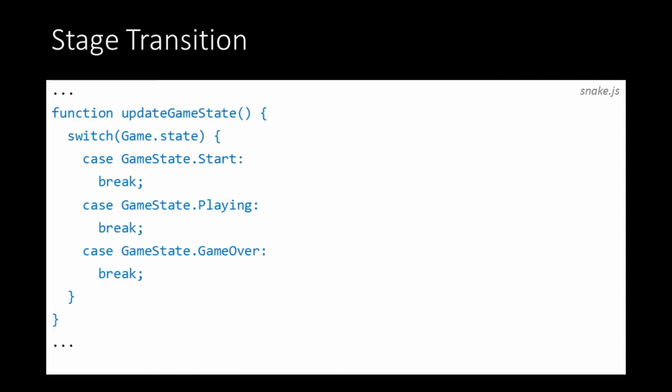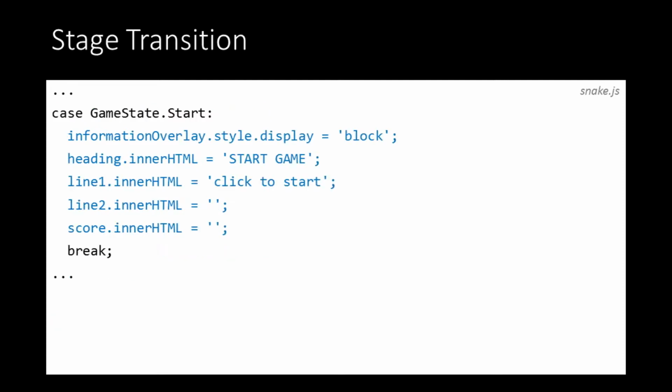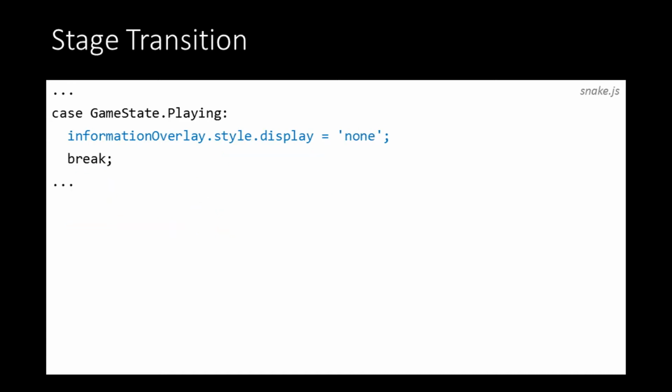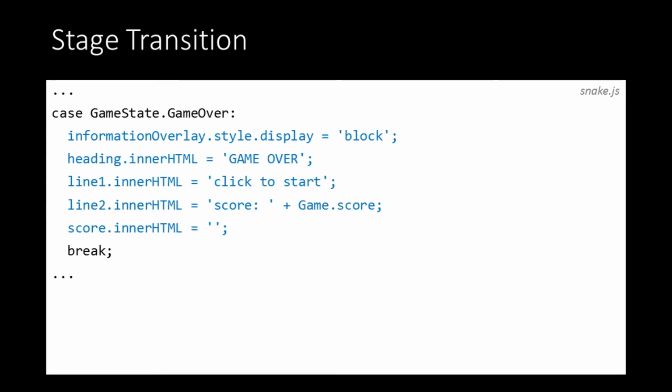Now to transition between states, we'll add a function called updateGameState. This function contains code to execute depending on which state the game is in. Now for the game start state, we'll make the information overlay visible, set the text in the heading and the first line. For the game playing state, we'll hide the information overlay. For the game over state, we'll make the information overlay visible, set the heading, the first line, and display the score in the second line.